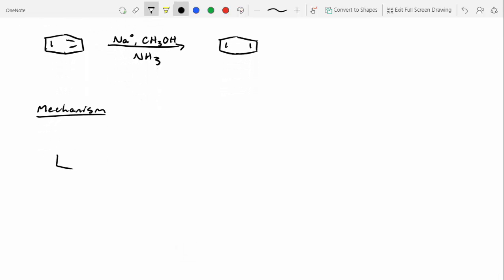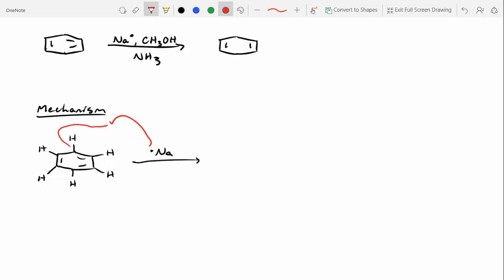I'm going to draw in all of our hydrogens at first. We've got sodium. How many electrons does sodium have? 1 valence electron. Gen Chem stuff. All right. Now what we're going to do is this electron will do a radical abstraction of one of the protons on benzene.